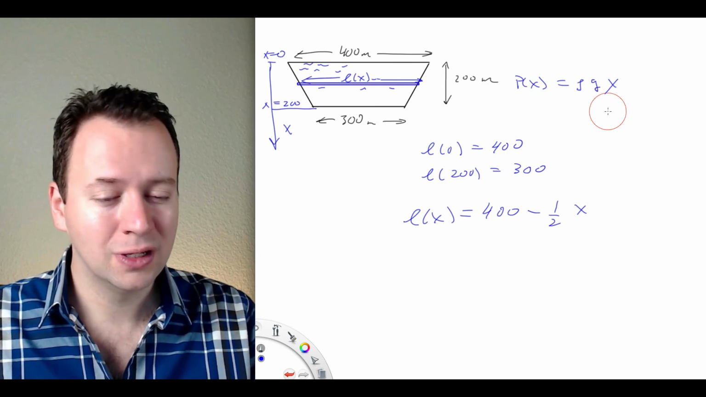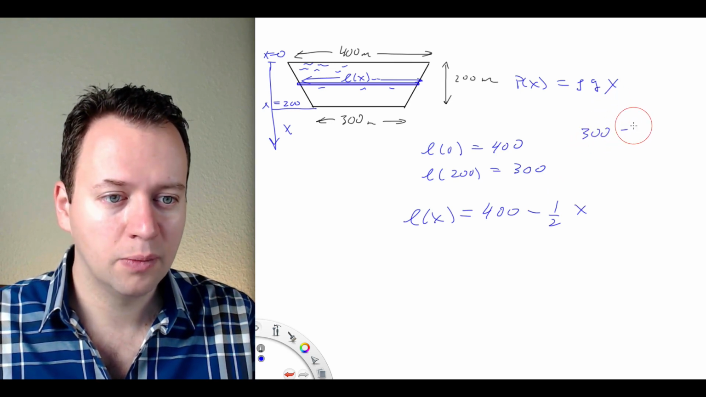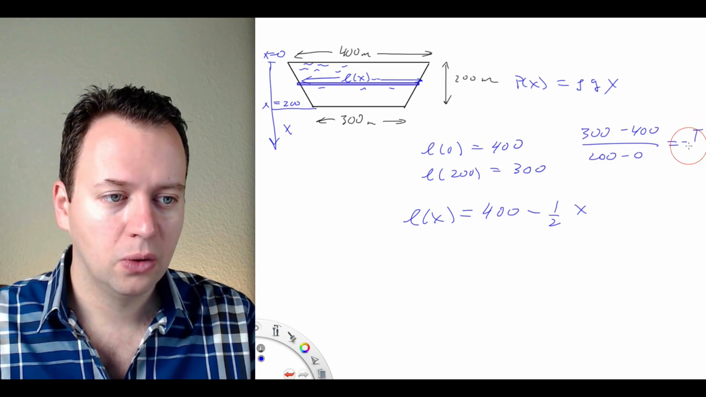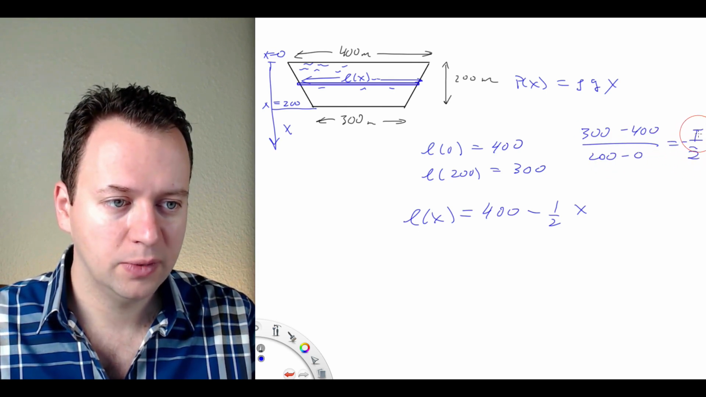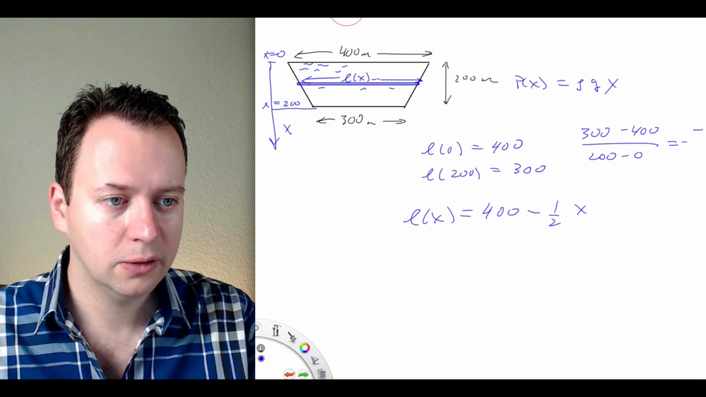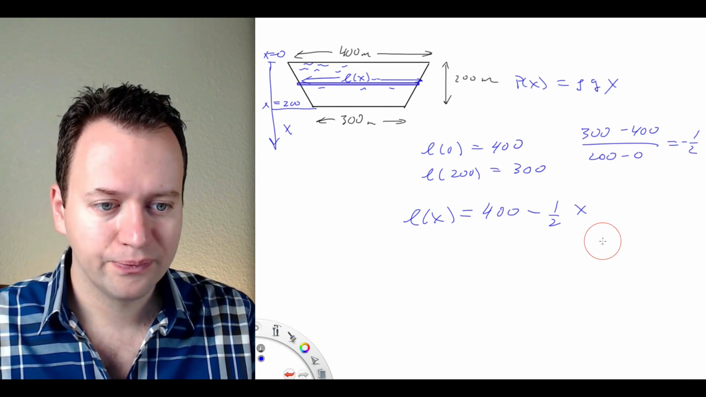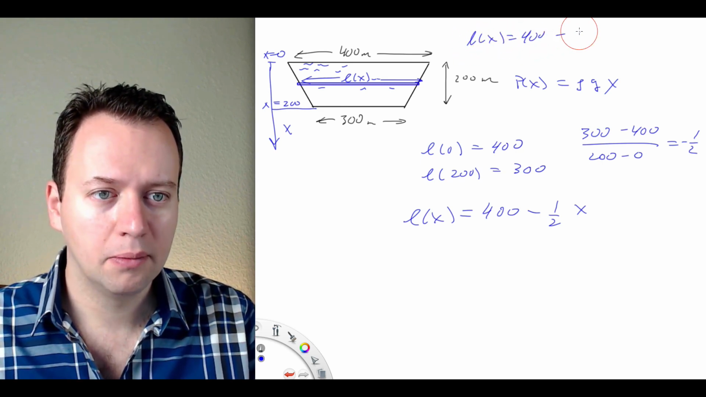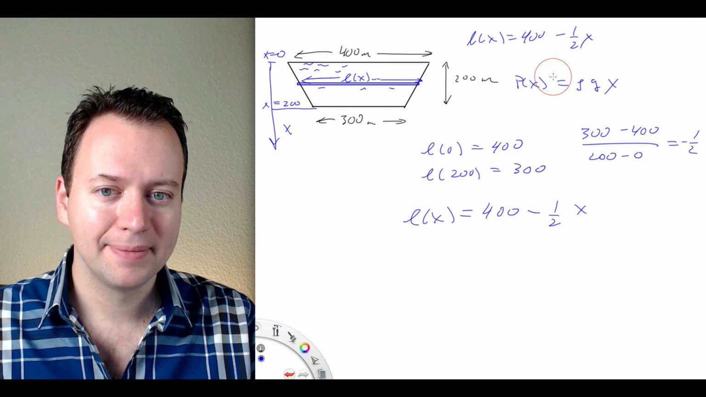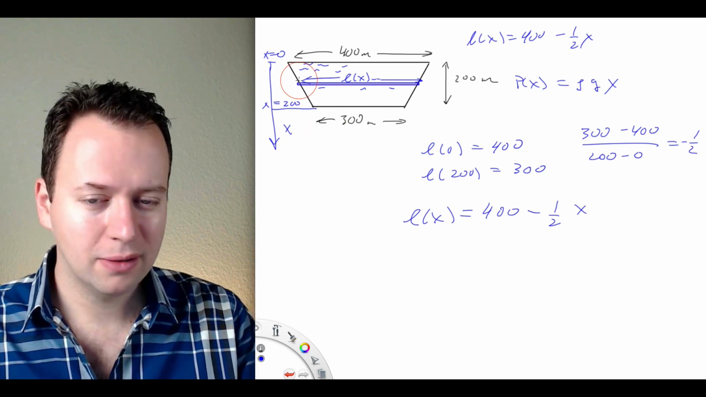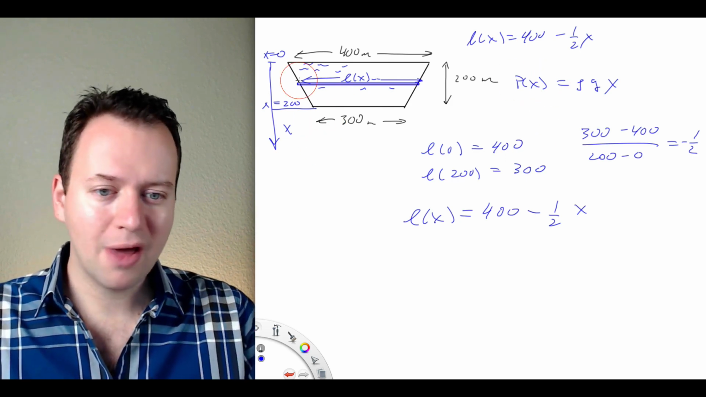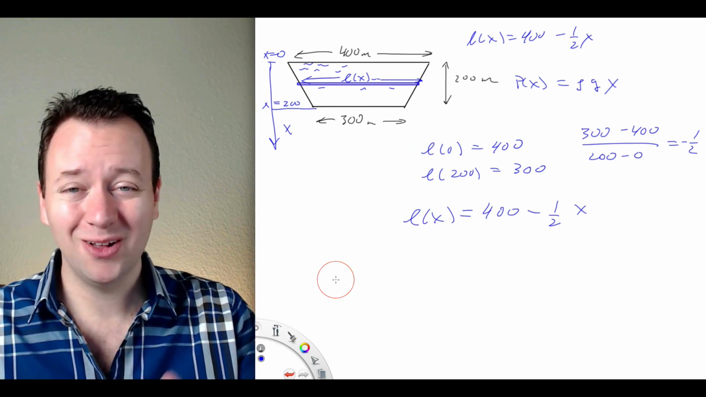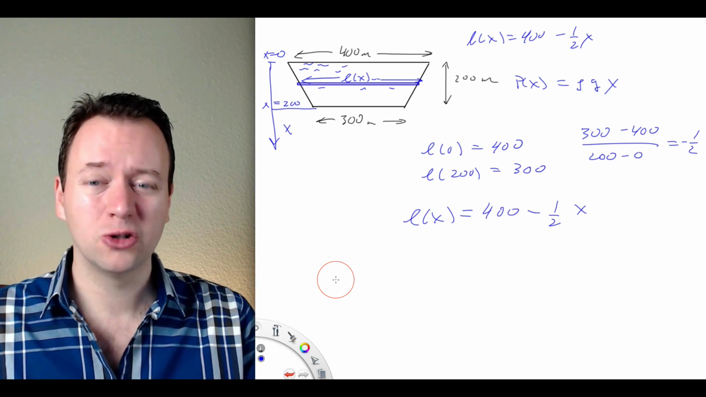You could also just do this like a slope: 300 minus 400 over 200 minus 0 gives you minus 1/2. So the length across is 400 minus 1/2 x. There are a variety of other ways, a more geometrical approach, but that's the simplest way. Whenever you have a trapezoid or a rectangle, just fit a linear function to your two data points.